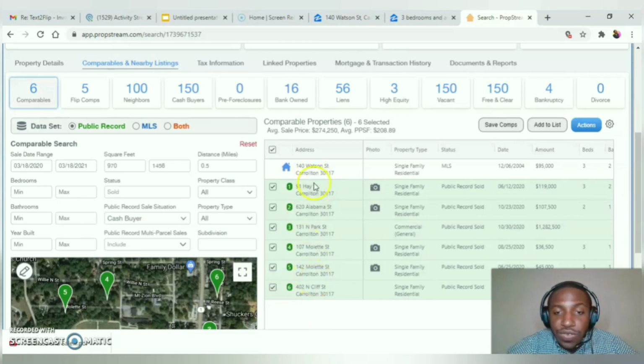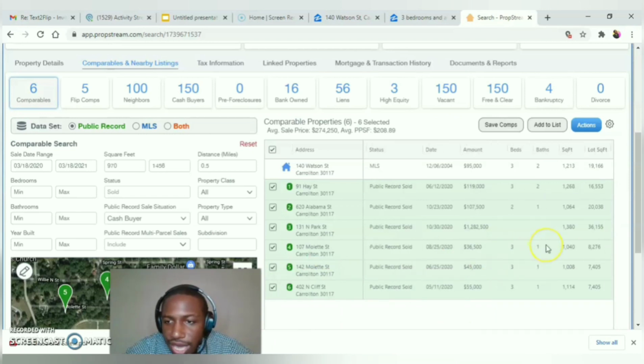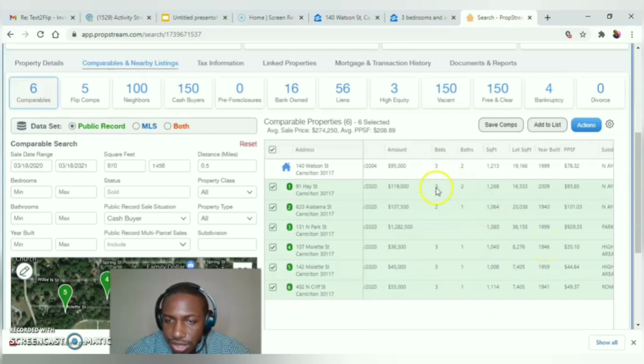So if you look at this, we just pulled up all of the properties in that little area that were bought by cash buyers. And if we look over here, what we want to look at, just like we did on Zillow, we're looking for bedrooms, bathrooms, square footage. So 3-bedroom, we got a couple 3-bedrooms, 2-bath. We only got one 2-bath. But this 3-bedroom, 2-bath sold for 119. That's one of the ones we saw on Zillow, but it was built in 2009. So 1999, 2009, big difference.